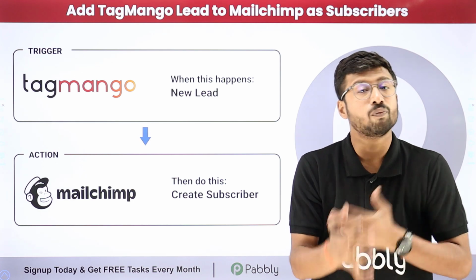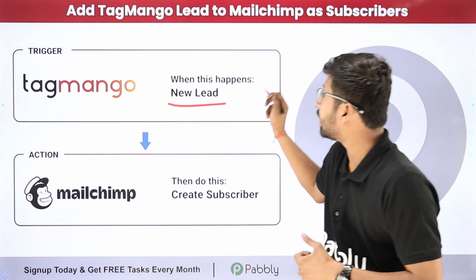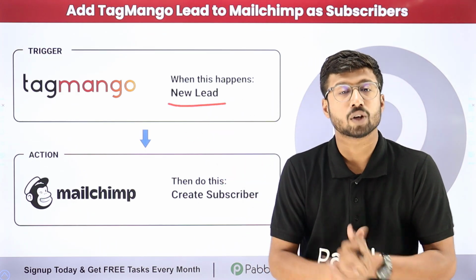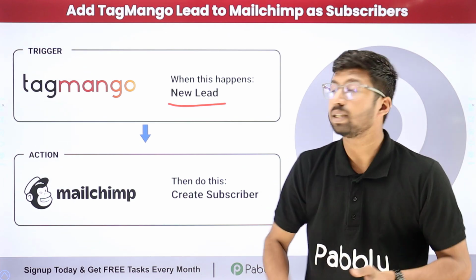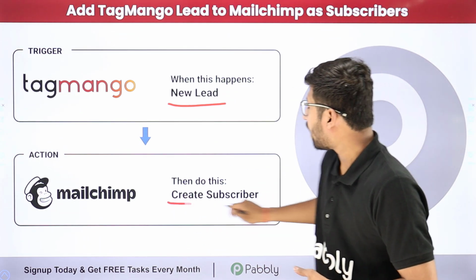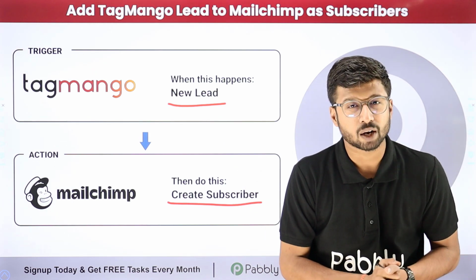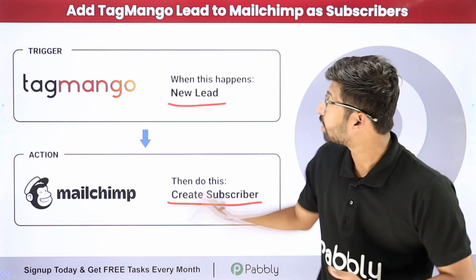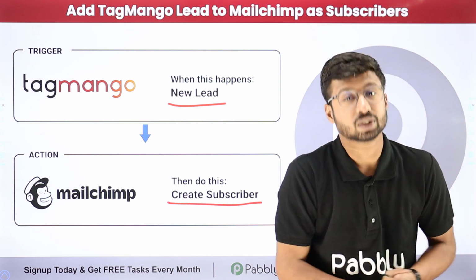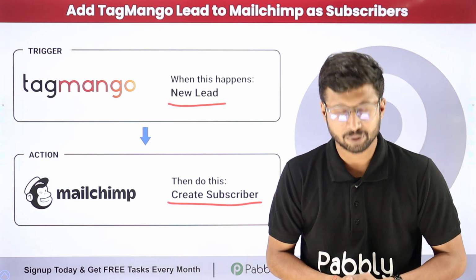In this automation, whenever you receive a new lead in TagMango using the landing pages you have created, automatically with the same details, this lead will be added as a subscriber in your Mailchimp account. Now, if you want to learn how you can set up this complete automation all by yourself, just come with me to my screen.